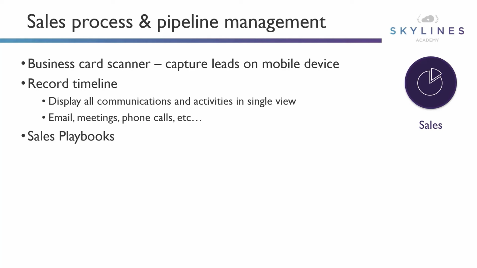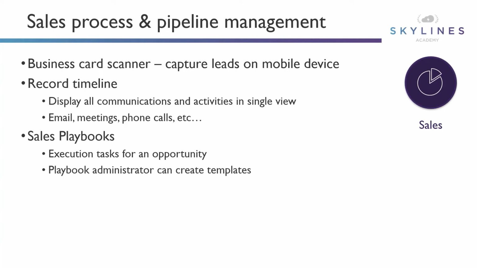Sales playbooks are another capability, and sales playbooks can be customized and created and executed against an opportunity. And the playbook communicates to a salesperson any tasks and details that they need to perform to give them the best chance to close the opportunity. So what are the tasks that should be executed to make the potential for closing this opportunity greater? Sales managers or users can have a playbook administrator capability where they can create templates for common scenarios and then apply those within their sales process.